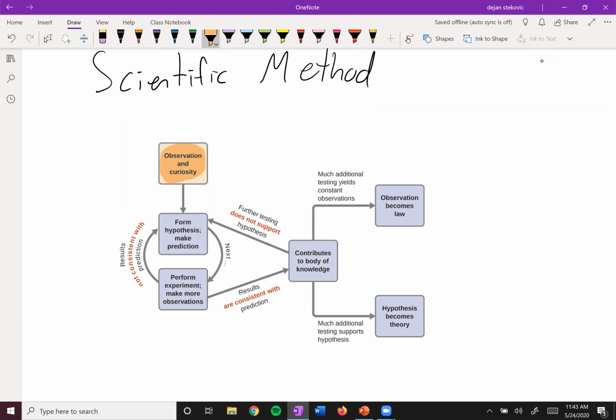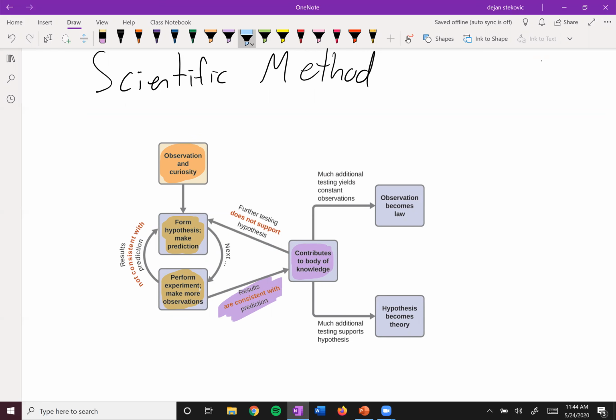So you could observe that an apple falls down. Then you could form a hypothesis that makes a prediction, right? Your hypothesis says that things will fall down, not up. Then you perform some experiments, make some more observations, mess with your hypothesis, and you're like, okay, yeah, things in general fall down. And so if your results are consistent with your prediction, then you can contribute to the body of knowledge.